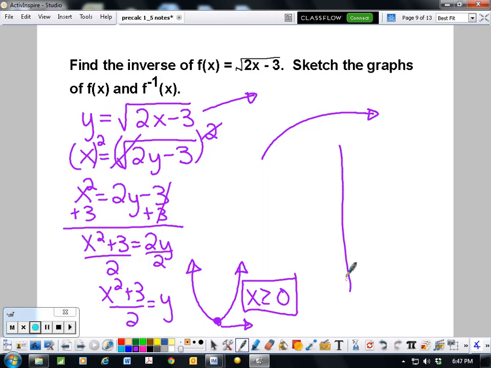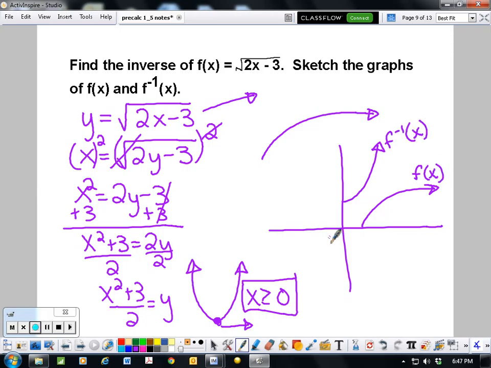And so when we're sketching, we're showing that this is our f of x and this is our inverse. Showing that it's truly reflected over that y equals x line. And that's the whole idea behind the inverses. So we need to be aware of that.